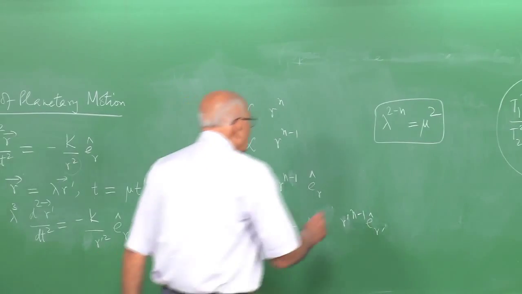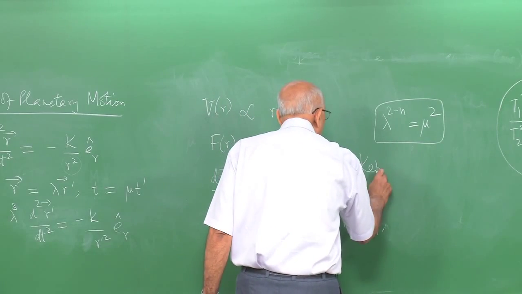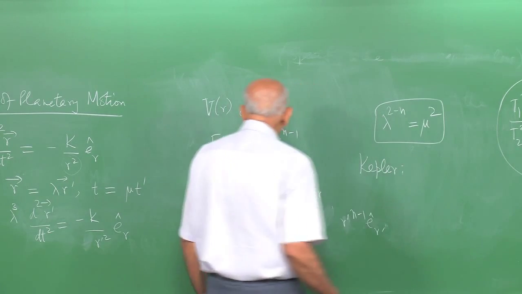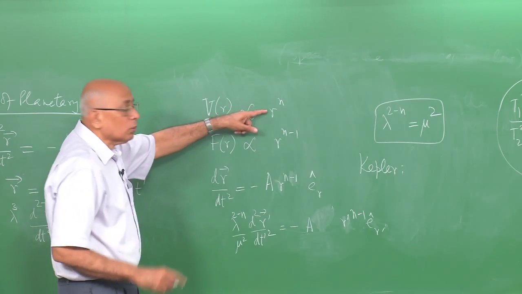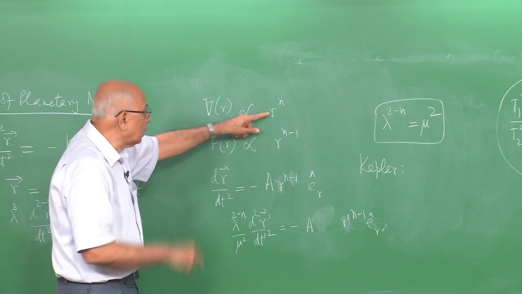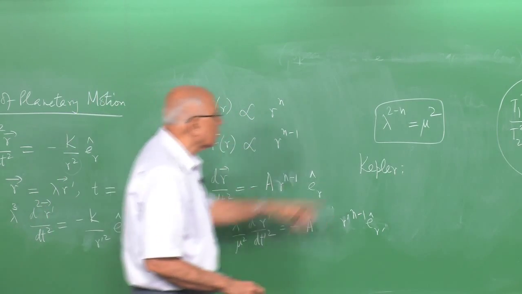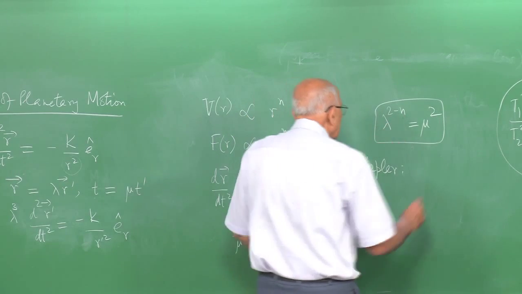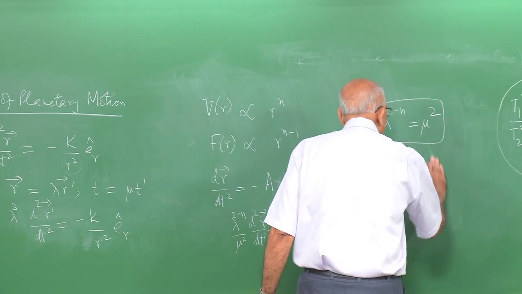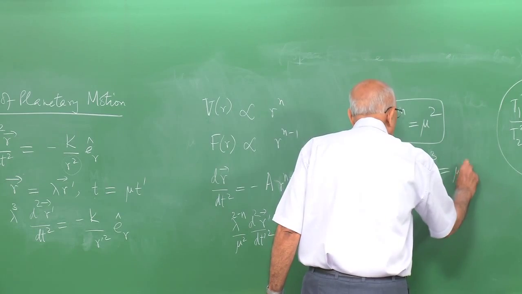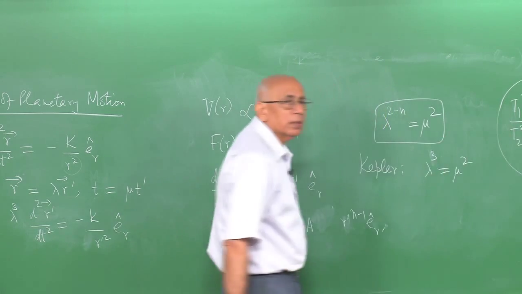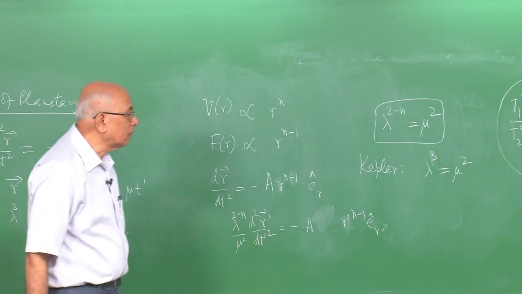And in the case of the Kepler problem, the potential was 1 over r, so n was minus 1 and the force was 1 over r squared. So you set n equal to minus 1 here and you get lambda cubed equal to mu squared, leading to this equation here in the Kepler problem.